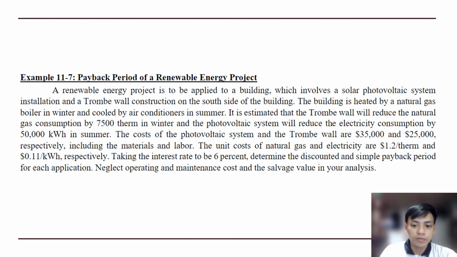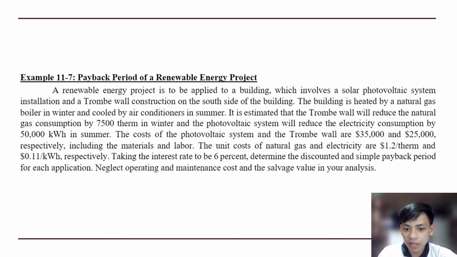For example, a renewable energy project is to be applied to a building, which involves a solar photovoltaic system installation and a Trombe wall construction on the south side of the building. The building is heated by a natural gas boiler in winter and cooled by an air conditioner in summer. It is estimated that the Trombe wall will reduce the natural gas consumption by 7,500 therms in winter, and the photovoltaic system will reduce the electricity consumption by 50,000 kilowatt hours in summer.